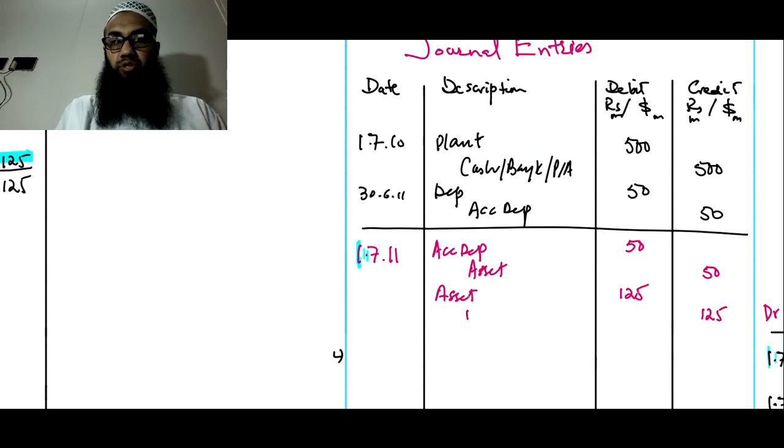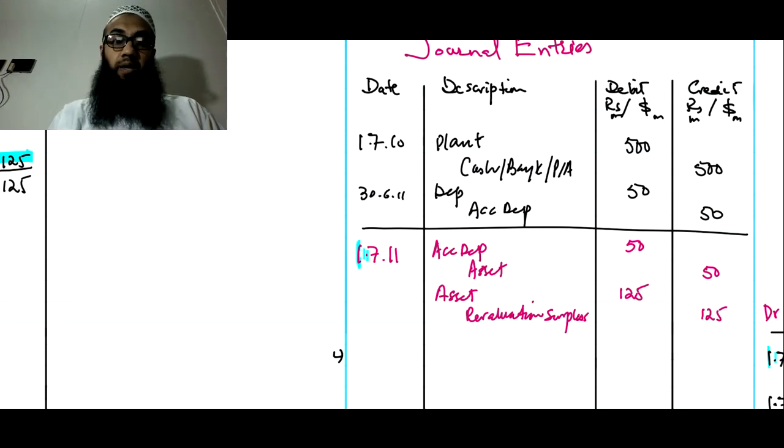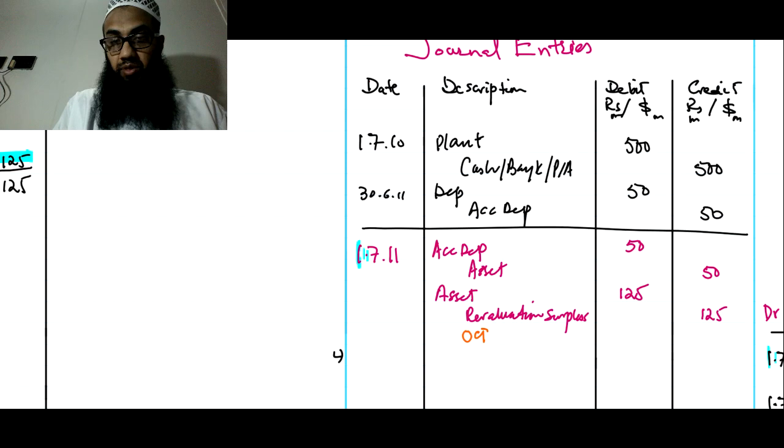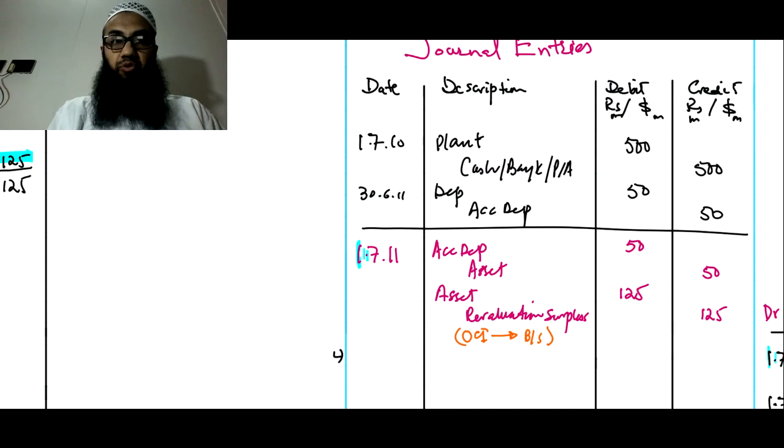The revaluation surplus or revaluation reserves. This is being transferred from, first go to OCI, then move to the balance sheet part of equity, revaluation surplus. Where this has been written, we should discuss it also right now.